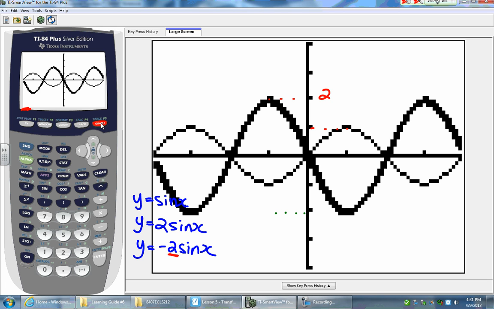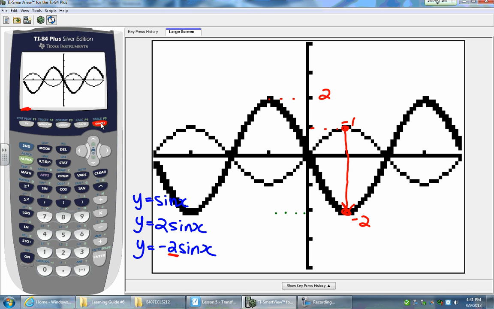Now that negative value causes what we have identified before as a vertical reflection. So this point got vertically reflected in the x-axis, and it also got doubled. That's why it went from -1 to -2.